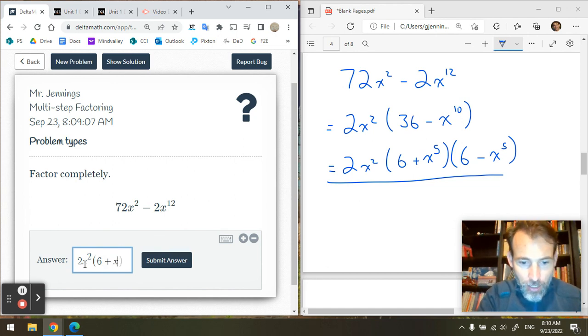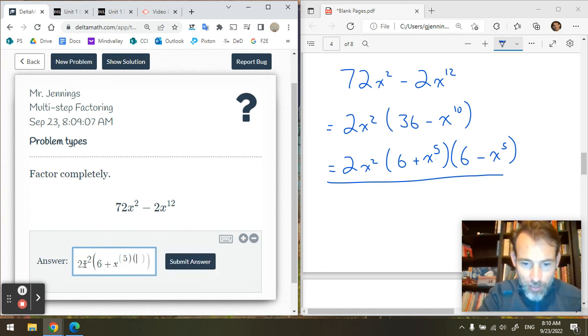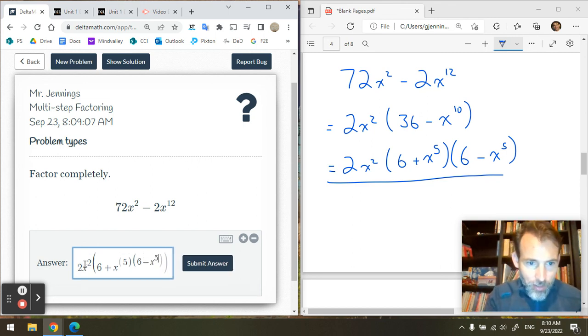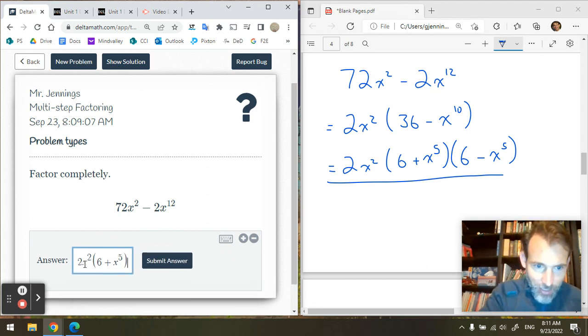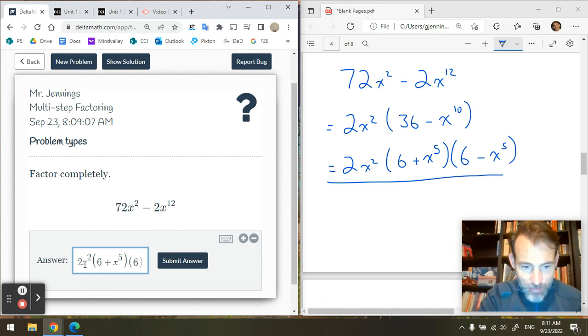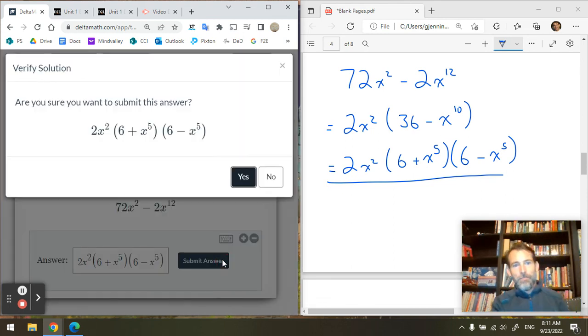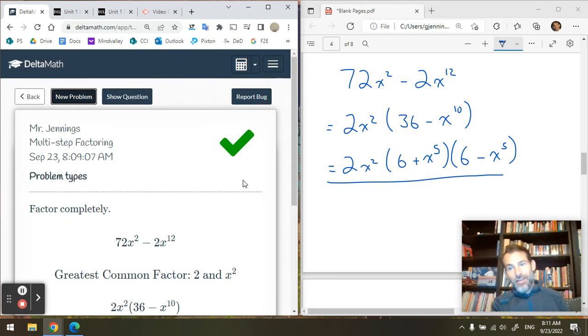6 plus x to the 5, end bracket, start a bracket, 6 minus x to the 5. Oh, that bracket ended up in the wrong place. How am I going to fix that? Let's just go back. x to the 5 and bracket. There we go. 6 plus x to the 5. Mr. Jennings, get it right, will you? Or you're going to use up your mistake. Hooray!